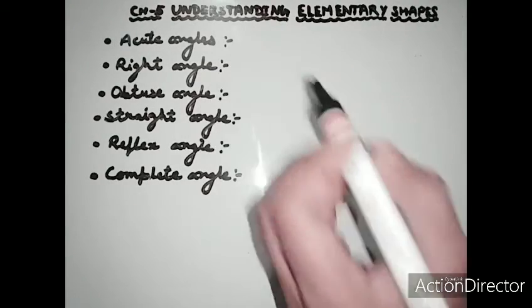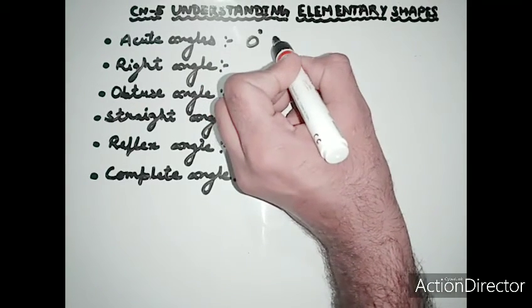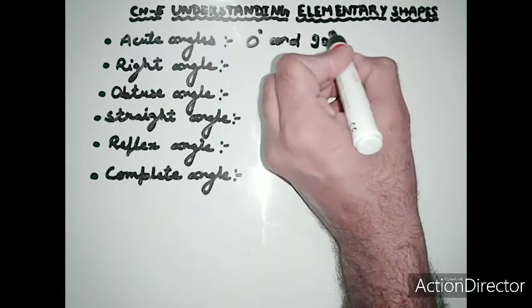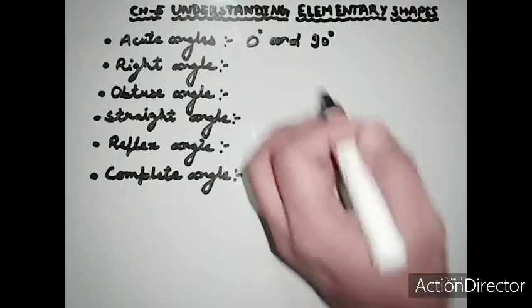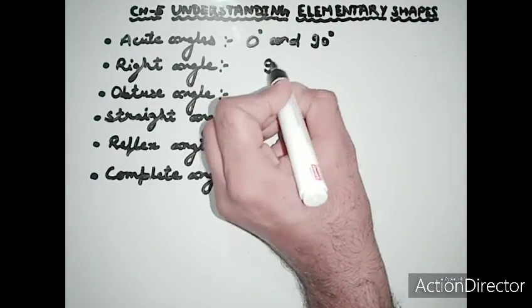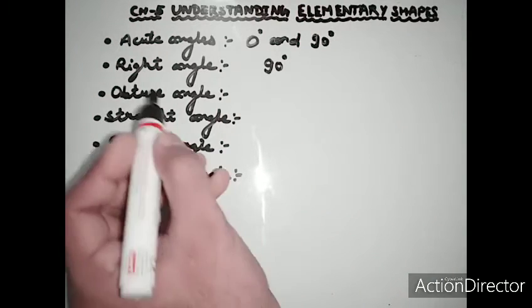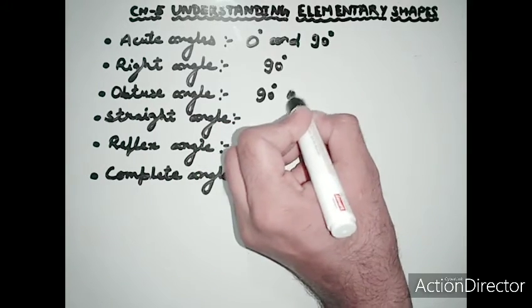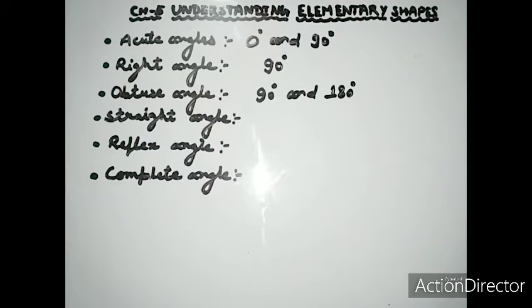Right? So what are the acute angles? Angles formed between 0 degree and 90 degree. These angles are known as acute angle, right? Now what is right angle? 90 degree angle is known as right angle. What are the obtuse angles? Angles formed between 90 degree and 180 degree. These all angles are known as obtuse angle.